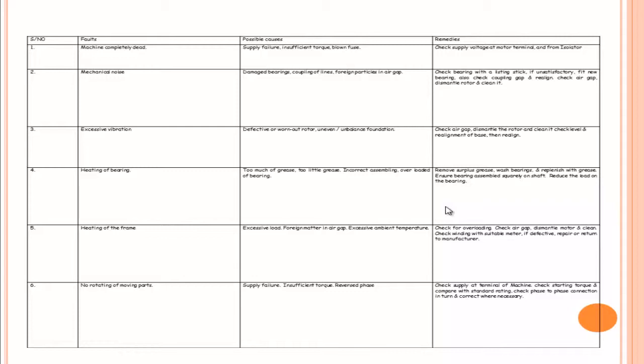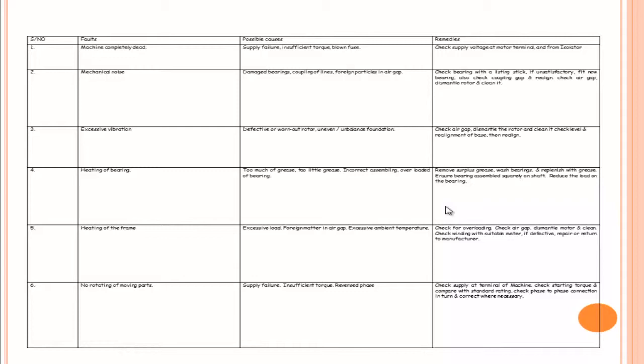Then the fourth type of fault is heating of the bearing, and this may be attributed to the problems of either too much grease, too little grease, incorrect assembly, as well as overloading of the bearing. Then the remedies include removing surplus grease, washing the bearings and replacing if it is a problem of too much grease, and if it is a problem of too little grease, then you should replace with new grease. Ensure that the bearing assembly is squarely on the shaft. Then you can also reduce the load on the bearing.